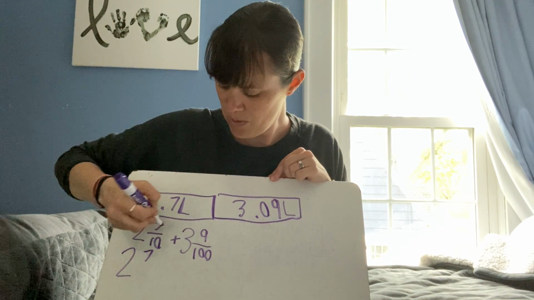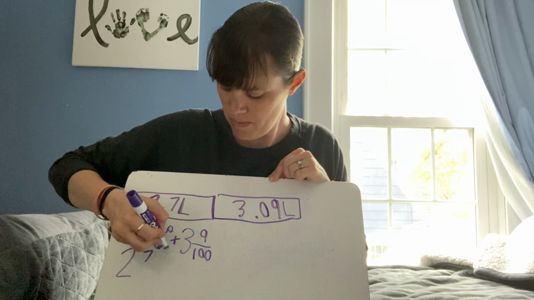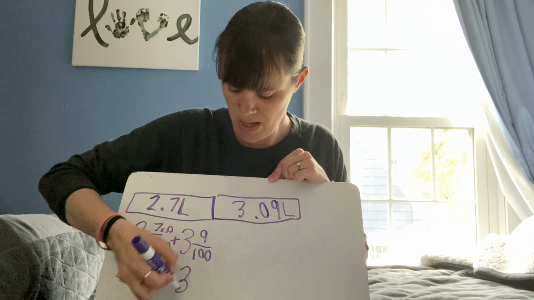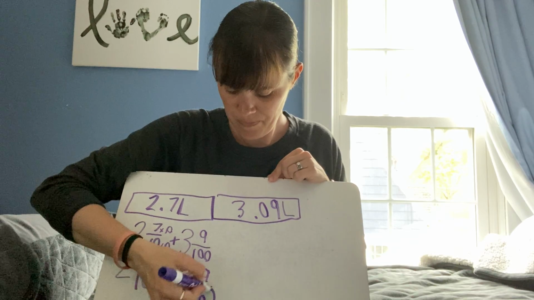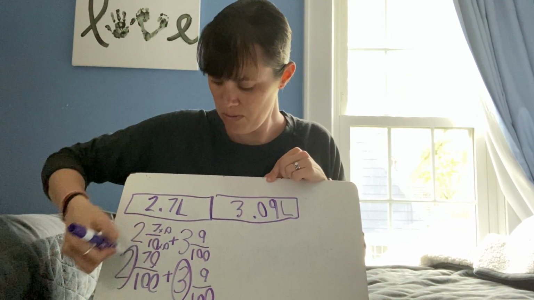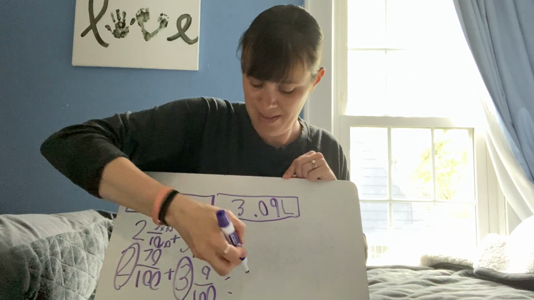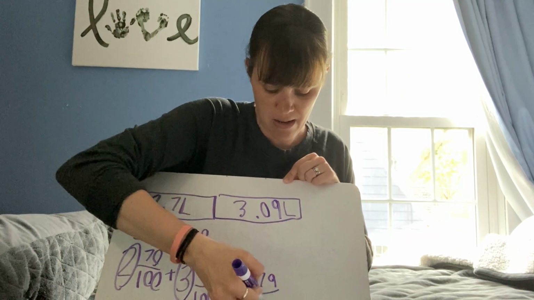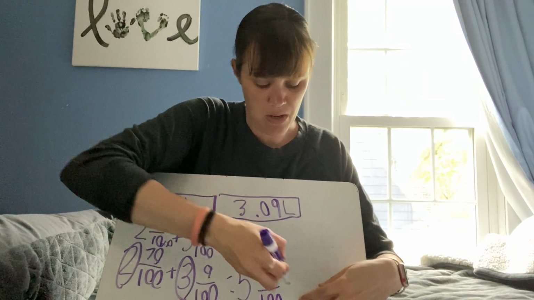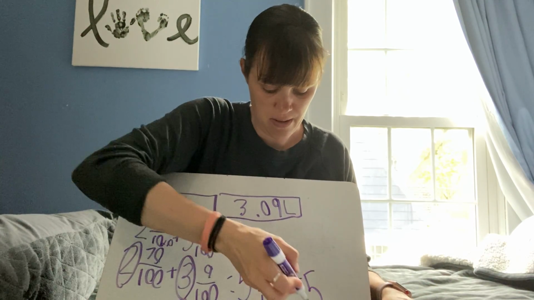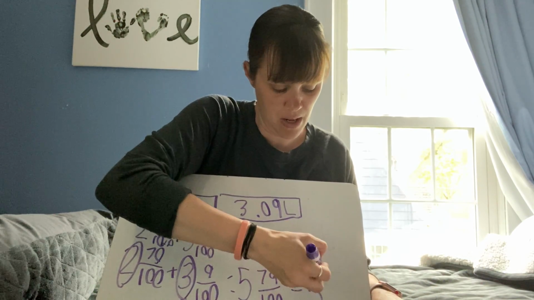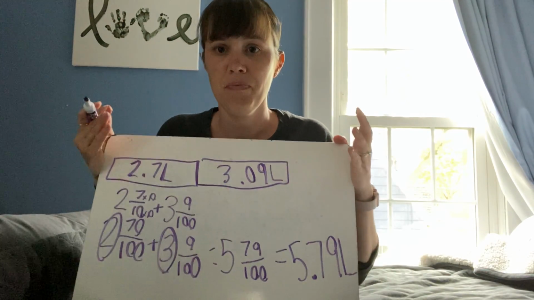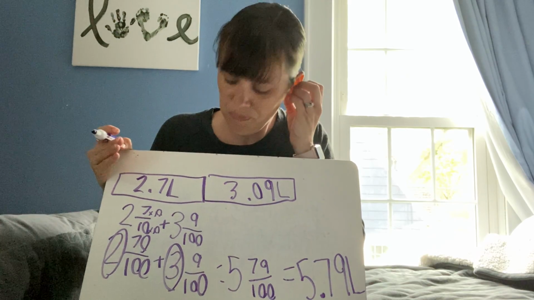We need to make that 7/10 into hundredths, so we multiply by 10, and we get 70/100 plus 3 and 9/100. Let's add our whole numbers, that's 5, and 79/100. And we know that is 5.79 liters. So that one was a pretty easy one.